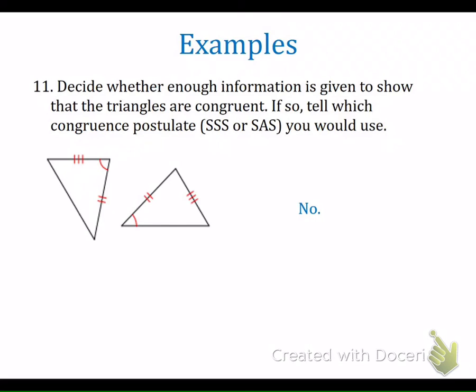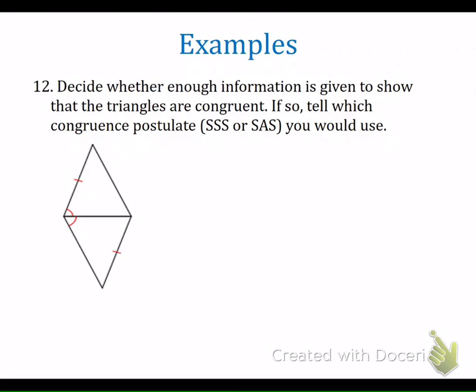Decide whether enough information is given to show that the triangles are congruent. All right, same idea on number 12. You can add the information that those segments are congruent, right? Now do the same thing. Try to trace it. You can use two fingers.